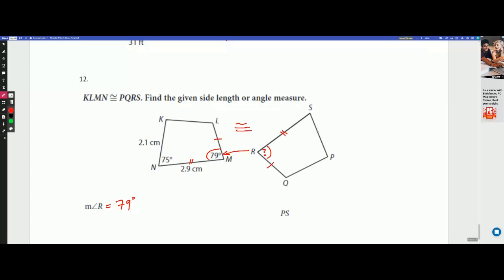All right, moving on. PS. PS is this other side here, which looks to correspond to KN. So if PS is congruent to KN, and KN is 2.1 centimeters, PS should be the same, 2.1 centimeters. Please pay attention to the units. Make sure you don't get points docked off by any teacher. Make sure you understand the context.